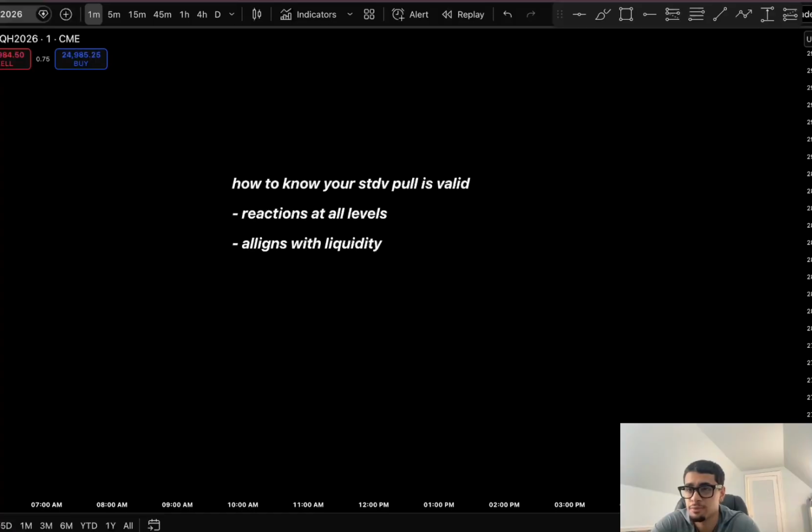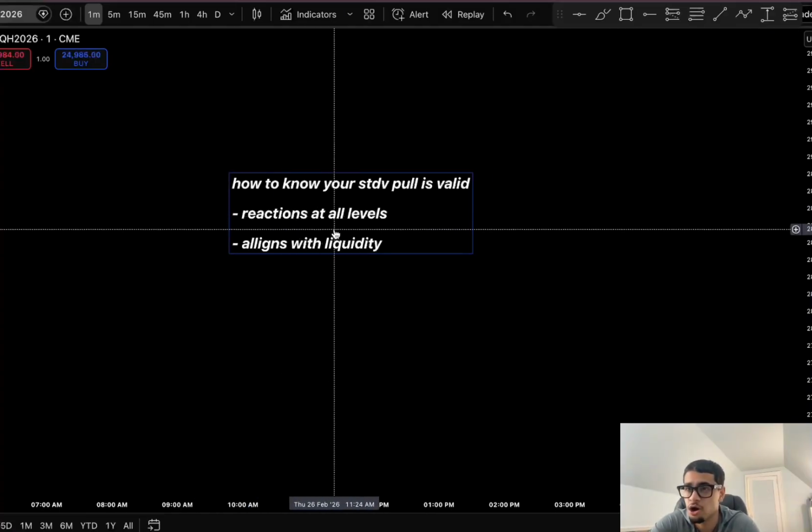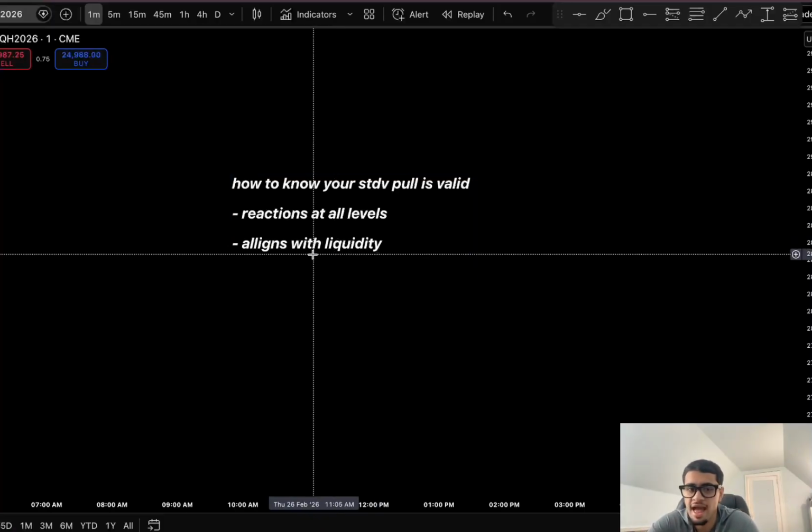Here are two ways I gain more confidence in my standard deviation pulls. One of the ways is that you get reactions at all levels. So you get a reaction at -1, -2, -2.5, -3, -3.5, -4. I would be way more confident because I know that the fib is being accurate if every level is giving me a reaction. Also, another way is by looking at the fib you drew and seeing if it lines up with important liquidity, important highs and lows. It'll make you more confident because you know that the numbers are giving you actual targets that would cause the market to move or shift momentum.